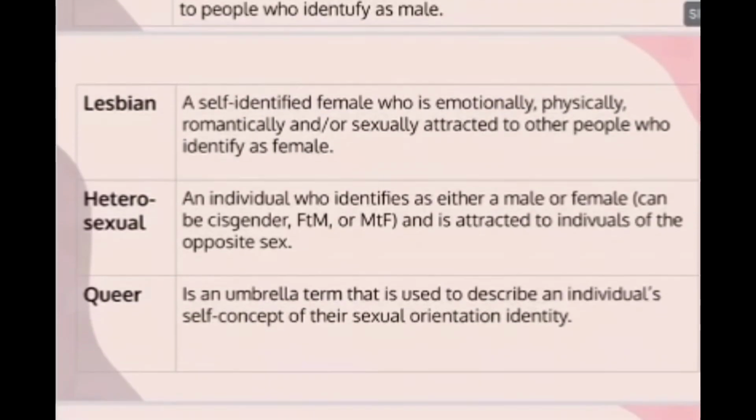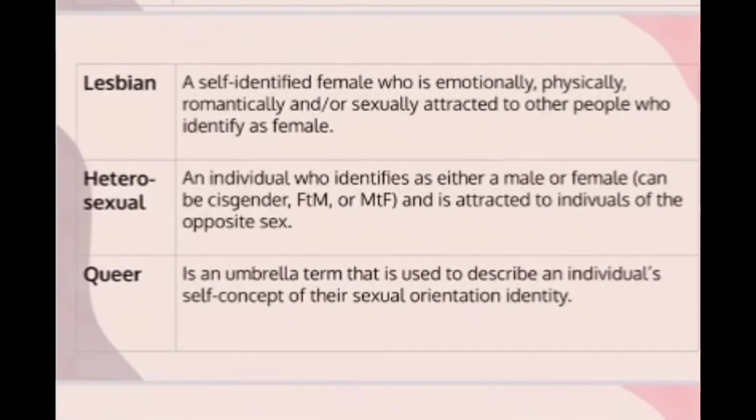So now we have the heterosexual. This is an individual who identifies as either a male or female, can be cisgender or FTM or MTF, and is attracted to individuals of the opposite sex.